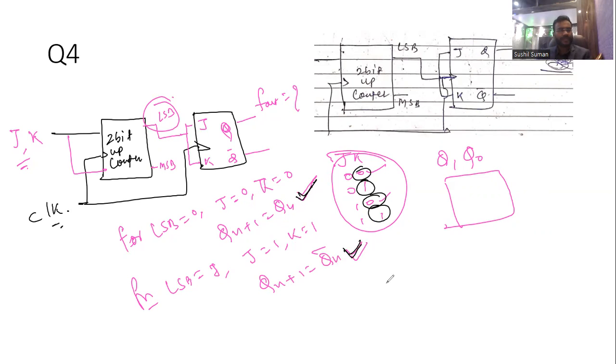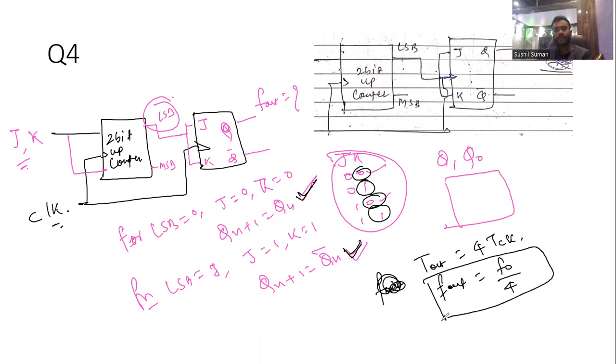So what will the output be? The output will come after 4 times, that is, T output is 4 times T clock. So F output is F naught by 4. The output clock frequency is 0.25 times F naught. So in this question, the output frequency is 0.25 times F naught. That will be your right answer. This is one of the best questions. Now come to the next question. Just take the screenshot.